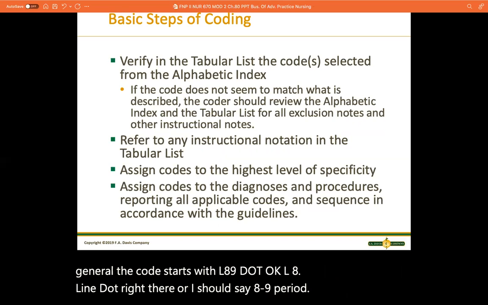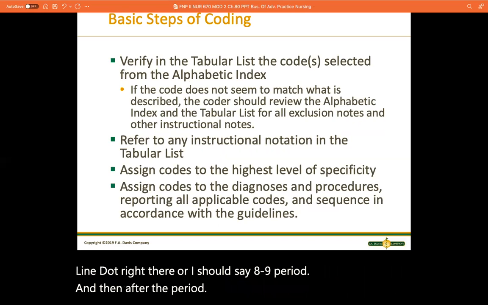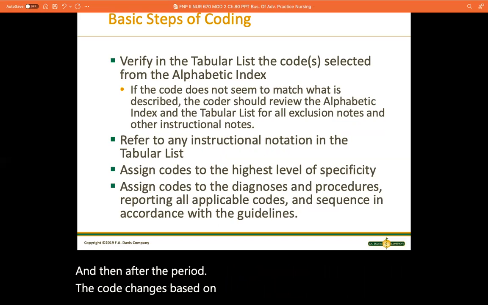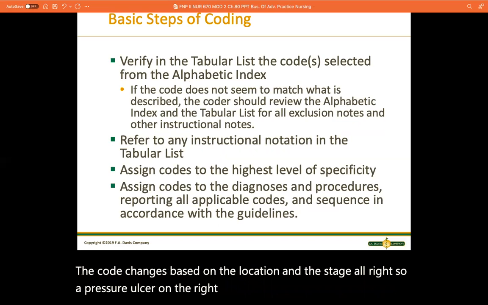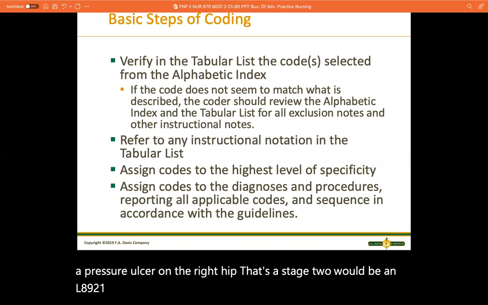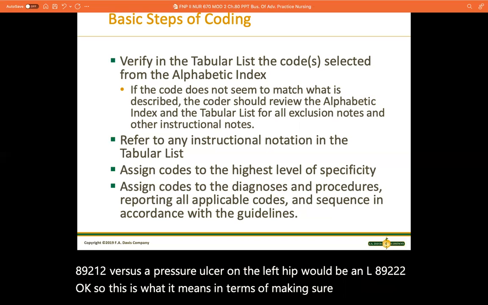And then after the period, the code changes based on the location and the stage. All right, so a pressure ulcer on the right hip that's a stage 2 would be an L89.212, versus a pressure ulcer on the left hip would be an L89.222. Okay, so this is what it means in terms of making sure you're very specific with your particular coding.